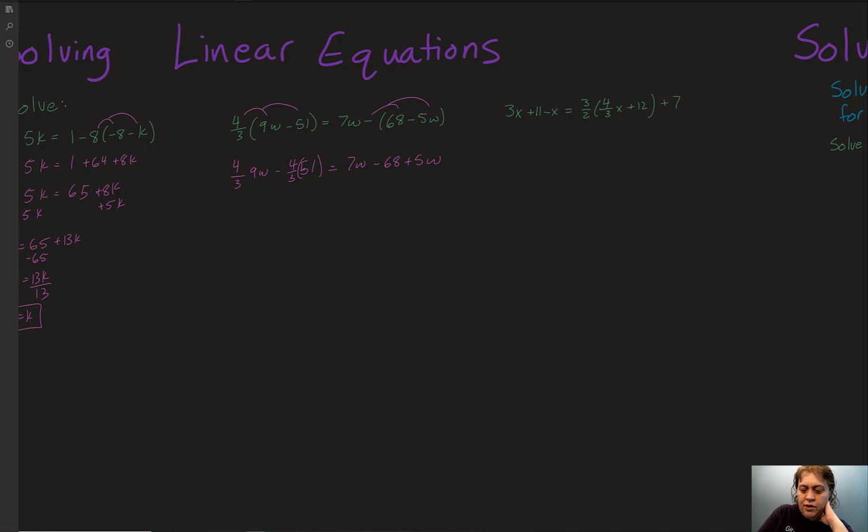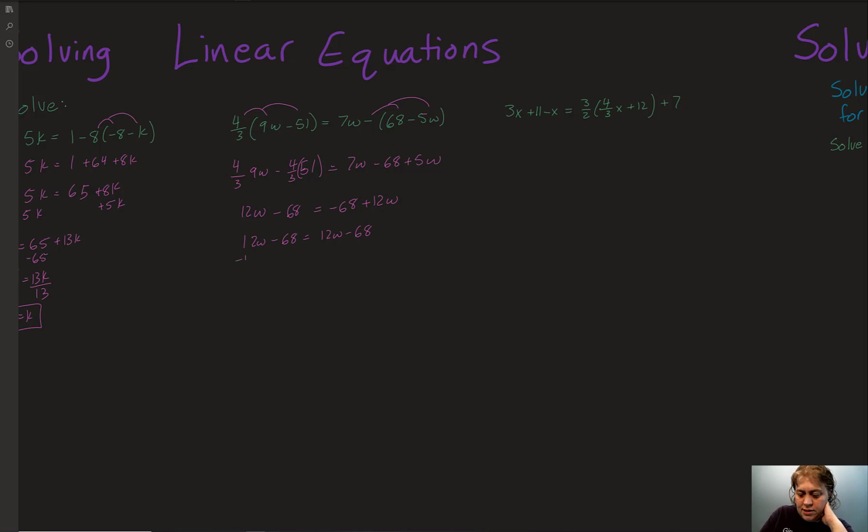9 divided by 3 would be 3. 3 times 4 is 12w. Minus 51 divided by 3, I think that's 17. Yeah, that's 17. 17 times 4, 28, 68. So then this would equal, hold up, shenanigans, 12w minus 68 equals 12w minus 68.